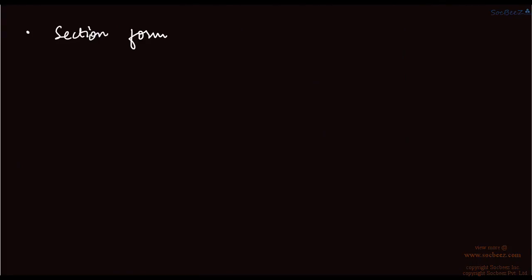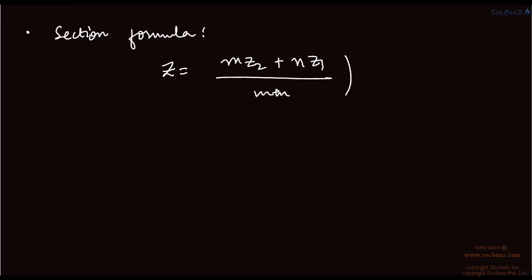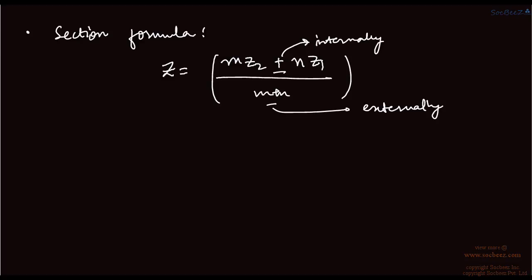Section formula. This is given by z is equal to (m z2 plus n z1) upon (m plus n). This is for plus minus. Okay, you can have plus minus. Plus is for internal division, and minus is for external division. Fine. So this is just like the distance formula and section formulas in the case of straight lines.